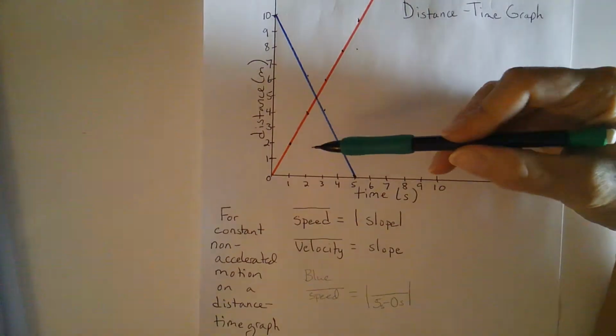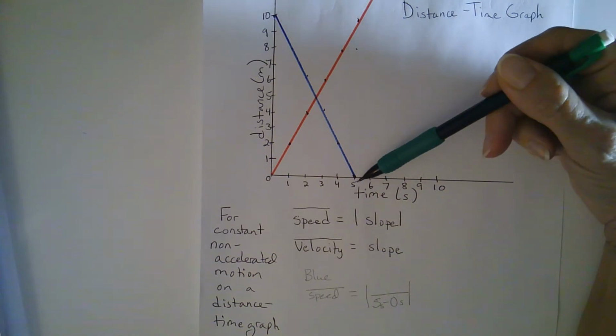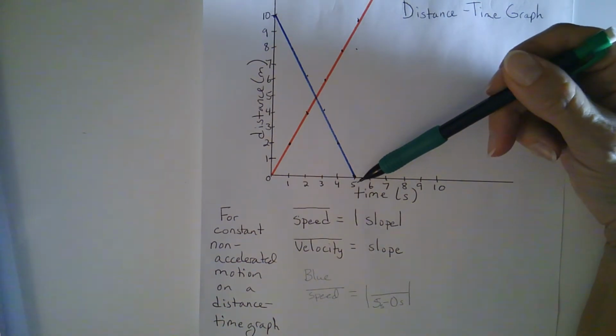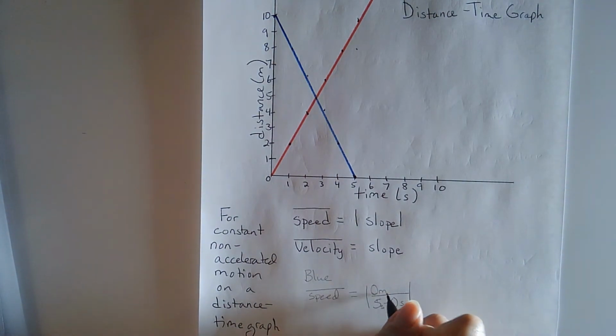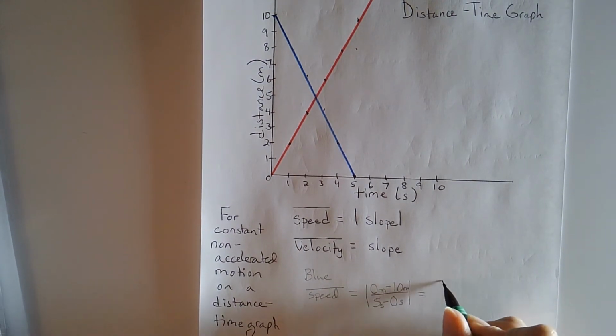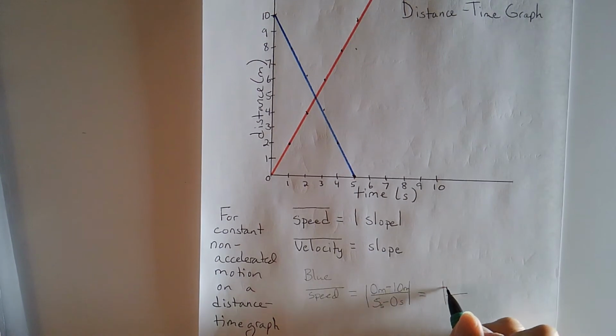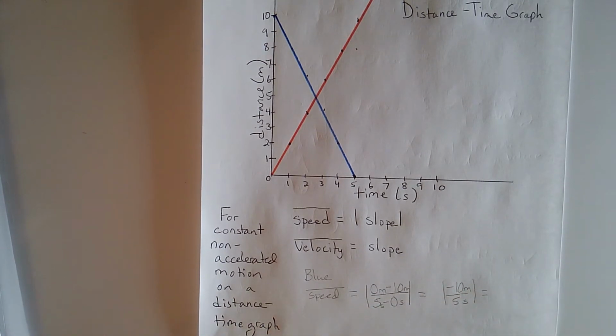And at 0 seconds, we were at 10 meters. And by the time we got to 5 seconds, we were at 0 meters. So our ending position for this one is 0 meters, and our starting position was 10 meters. So we have the absolute value of negative 10 meters over 5 seconds. Well, it's going to be 2 meters per second, and we could ignore the negative because we're doing absolute value.